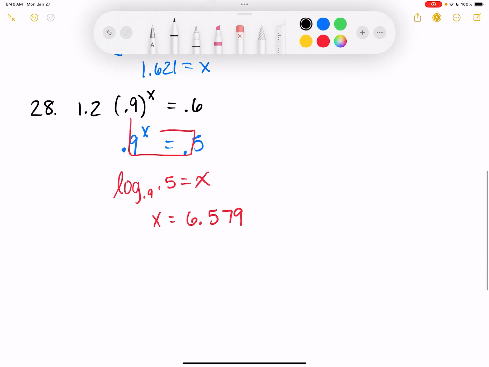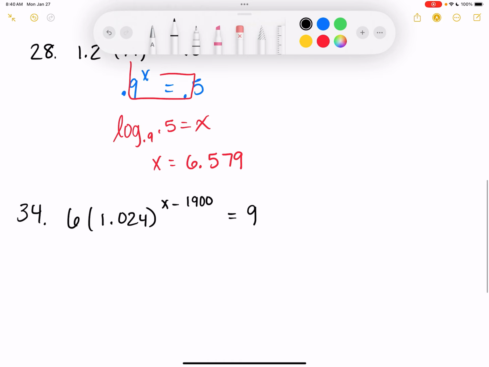Let's see, one more thing I want us to see in these ones. 34. 6 times 1.024 raised to the x minus 1,900 equals 9. So when I do this, obviously, like I did on the last one, I need to divide by 6 first. So let me go ahead and do that. So I'm going to have 1.024 raised to the x minus 1900 equals 9 divided by 6 is 3 halves or 1 1/2, however you want to write it. It doesn't matter.